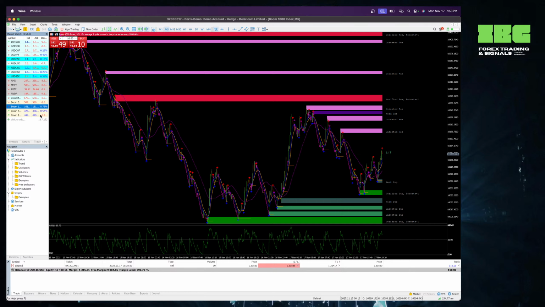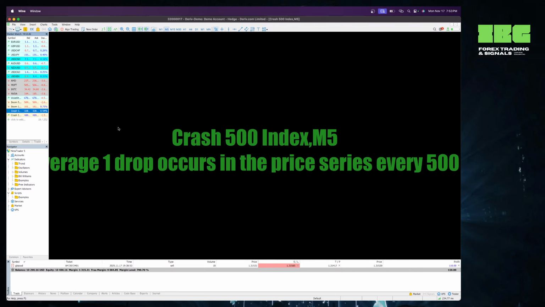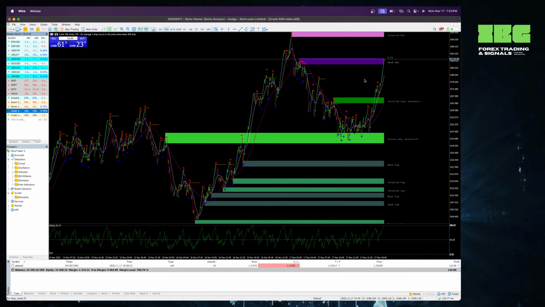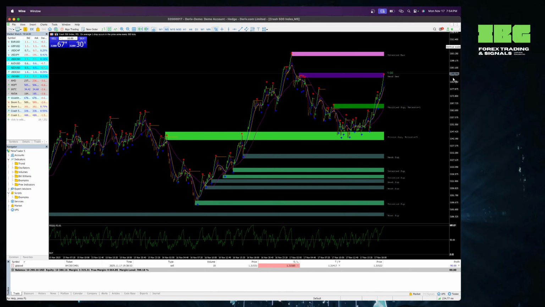Okay, I'm not really impressed. Let's see, that's Boom 1000. Let's see Crash 500. Crash 500 has been buying for the most part of today, and it is going to a resistance, and it's trying to break it. If it breaks it, it will try to test the last resistance.